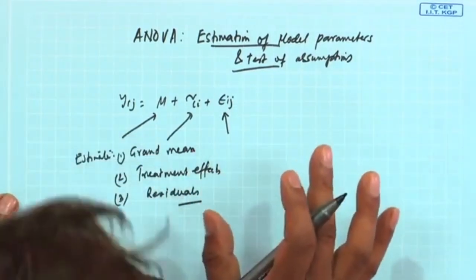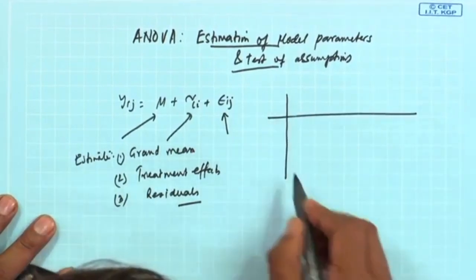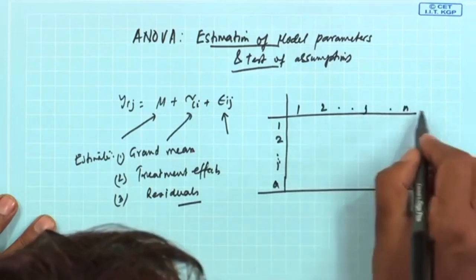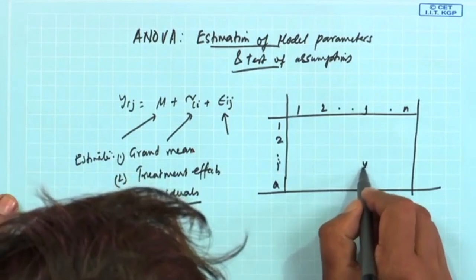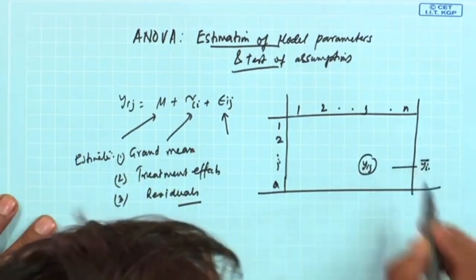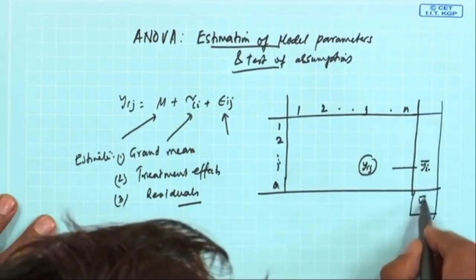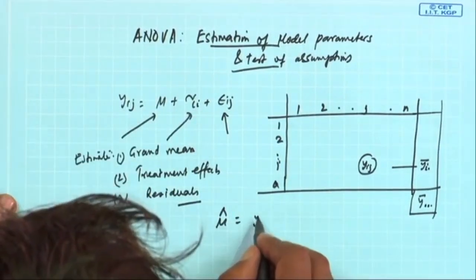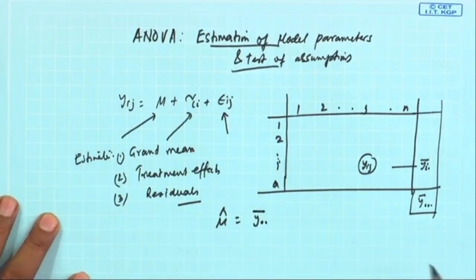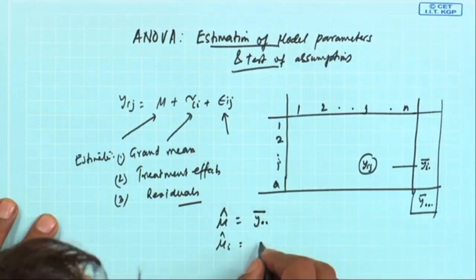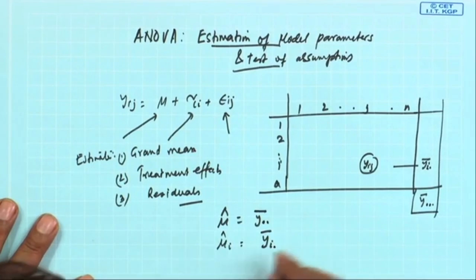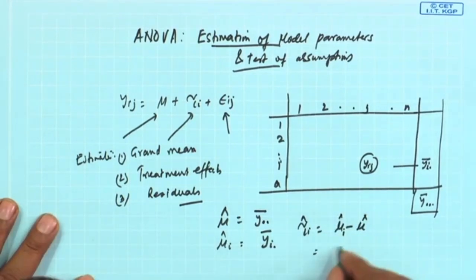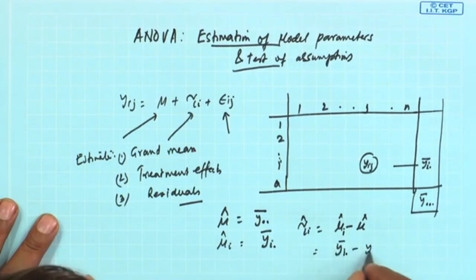I have already given you the general data: levels 1, 2, up to a, and on this side observations 1, 2, up to n. Somewhere Y_ij is there, and the corresponding Y_i dot bar, and the grand average is Y dot dot bar. So, the mu estimate, the grand mean estimate, is the grand average of the data points. The individual mean estimate is the individual level mean. Then tau_i estimate is mu_i estimate minus mu estimate, which is basically Y_i dot bar minus Y dot dot bar.